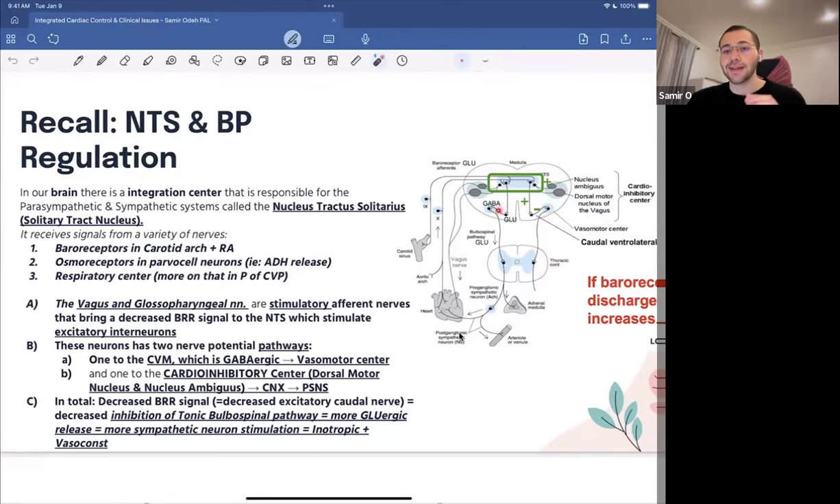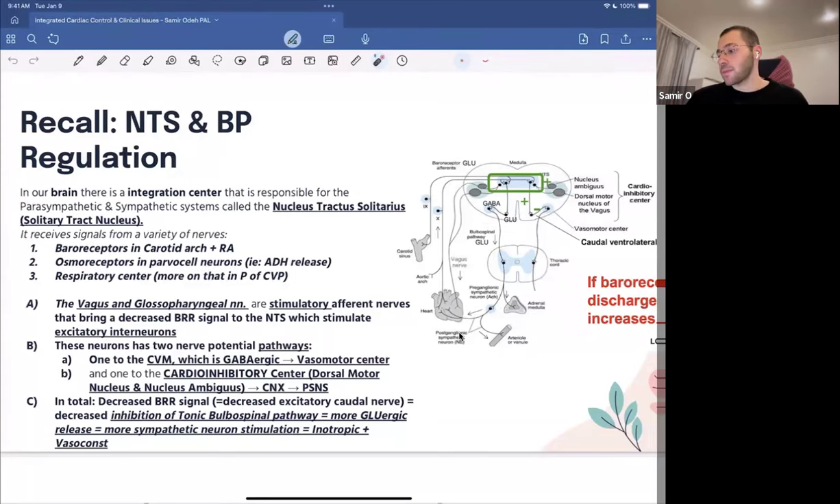Because the GABA is going to act on neurons in the vasomotor center. The vasomotor center is responsible for your sympathetic drive, essentially for your sympathetic system. Now, the vasomotor center has a neuron in it, and that neuron is excitatory. So again, just to recap, we had excitatory from the vagus and glossopharyngeal, then another excitatory neuron from the nucleus tractus solitarius to the caudal ventrolateral medulla, and then the CVM changed it into a negative signal. Now that negative signal acts upon a tonically active center called the vasomotor center.